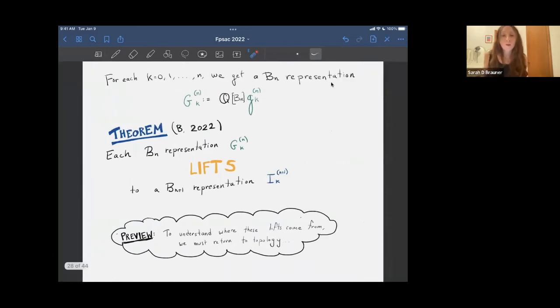Okay, so again, I can think about the representations generated by these idempotents as the ideal that they generate in the group algebra. A sort of preview theorem of what I'm going to say is that each Bn representation generated by these idempotents in the Mantaci-Reutenauer algebra has a lift to Bn+1. But really, to understand where those lifts are coming from, we have to turn to topology again.